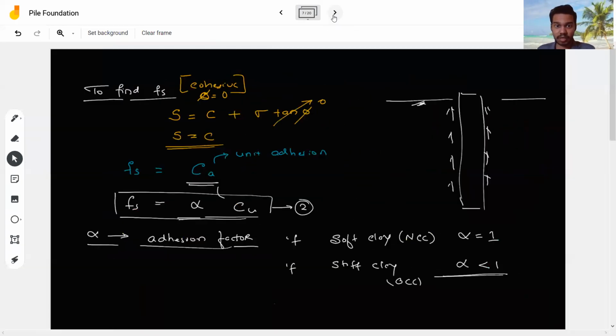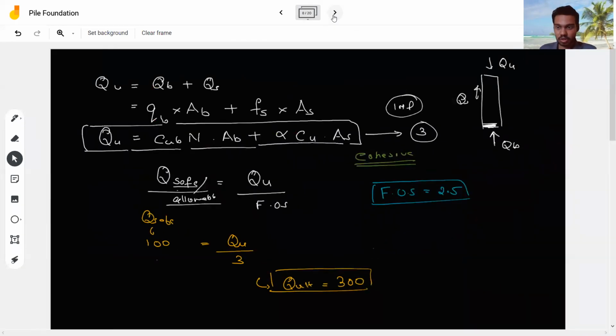And then we have derived two formulas which are very important. I have numbered them also. That is this formula number 3. ये बहुत important है. That is Cu b, that is cohesion at base. So Cu b is undrained cohesion. N is your bearing capacity factor. This also you have to remember.